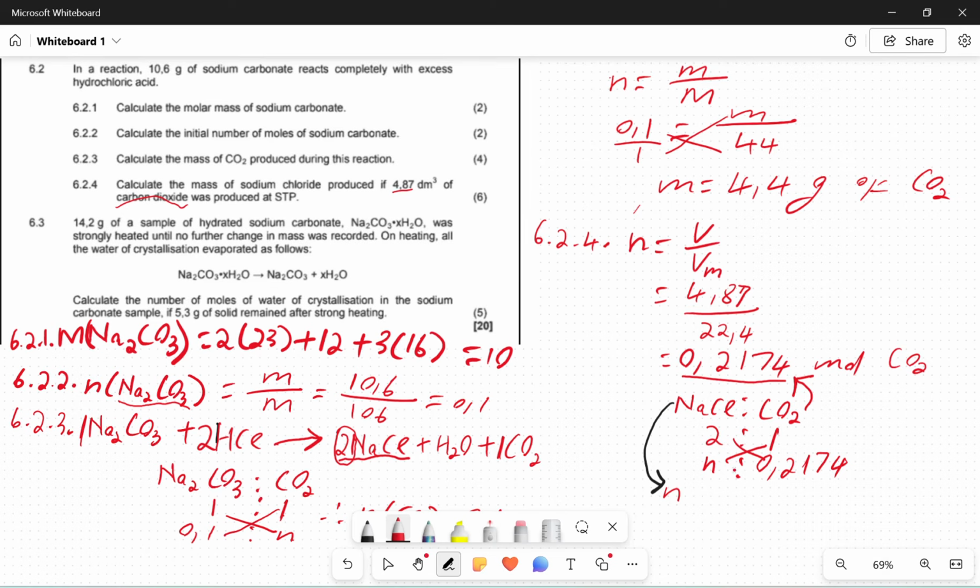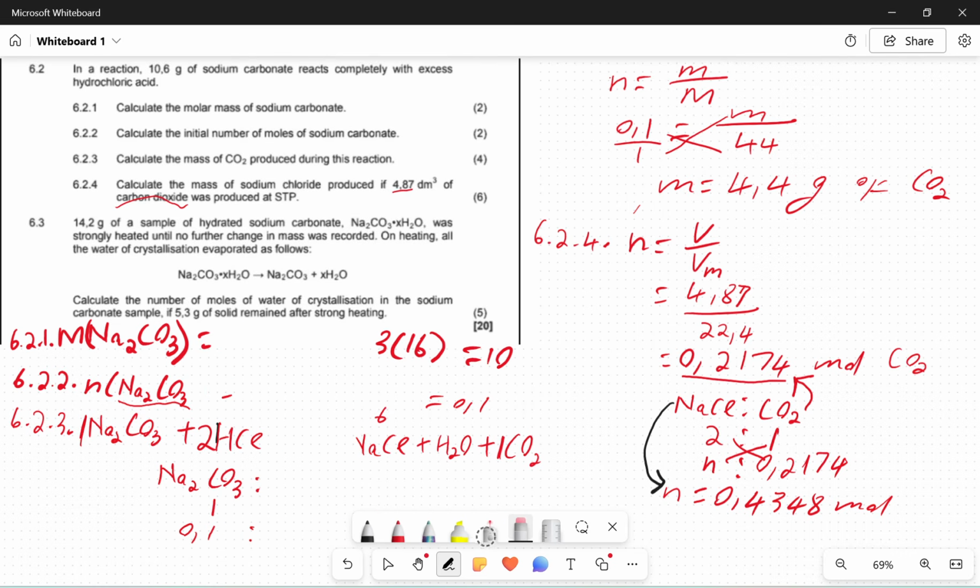When I say n times 1, I get n. Then I'll say 2 times 0.2174. What do I get? Okay, the answer I get is 0.4348 moles. Once I have this, guys, what do I do now? I'm going to find my mass. Remember, that's what I'm looking for. They said here I must calculate the mass of sodium chloride, and this is how I'm going to do it. Let me just erase here.